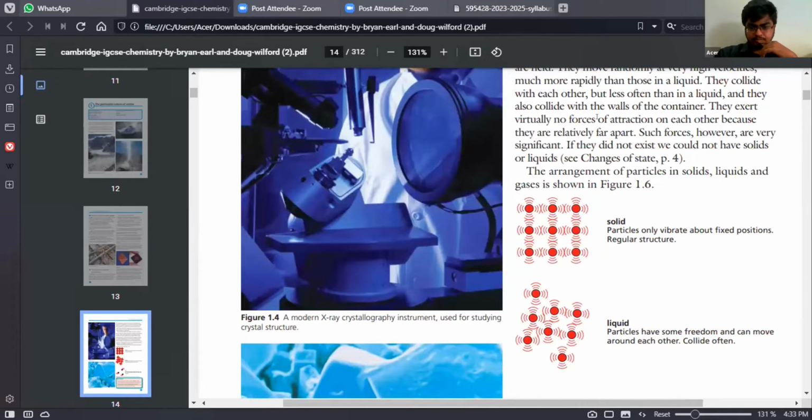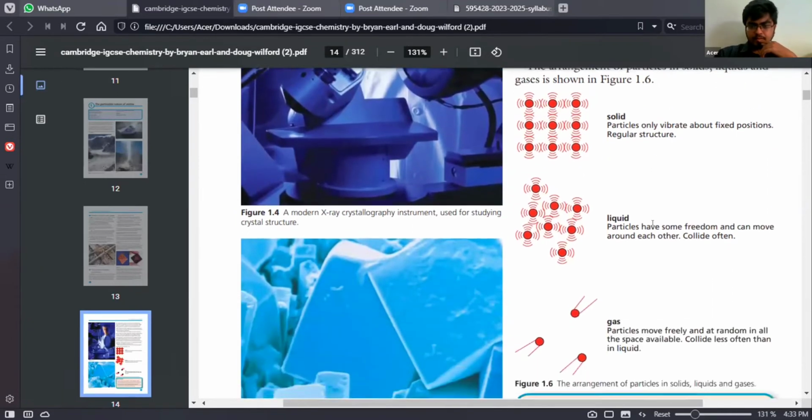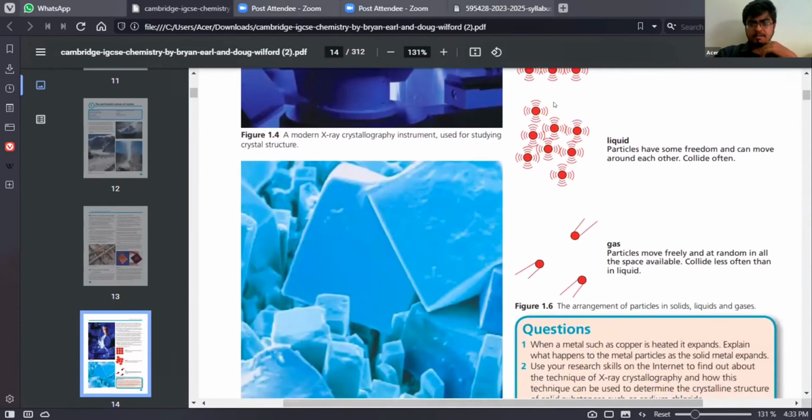And then in gas, when gas comes around, you can see that these particles have much more space than solid or liquid. They can move freely and at random in all the space available, and they collide less often than in liquid. Got it?